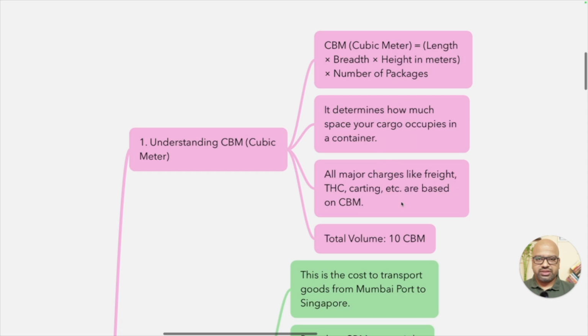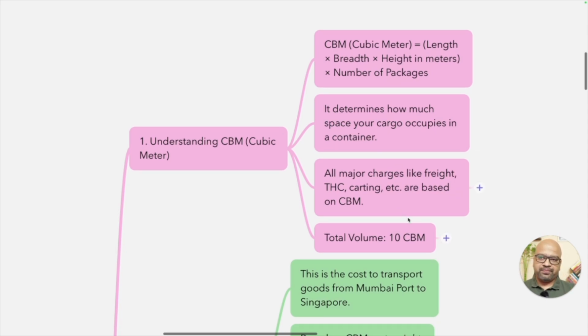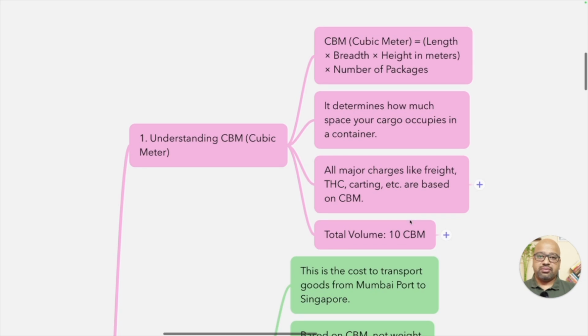So there are no mistakes here, because in LCL you're going to send very small shipments. You are going to pay just for the CBM. You're not going to take the full container. Whatever prices they are going to charge for a full container load will be divided among multiple parties. So in that case, please make sure this has been properly calculated.